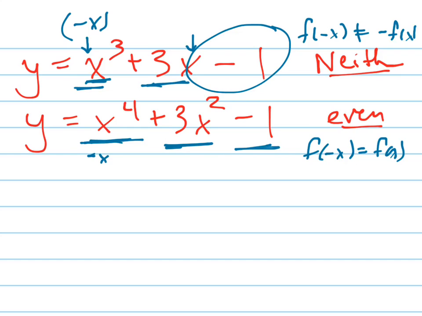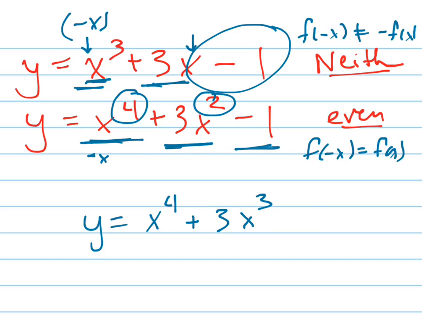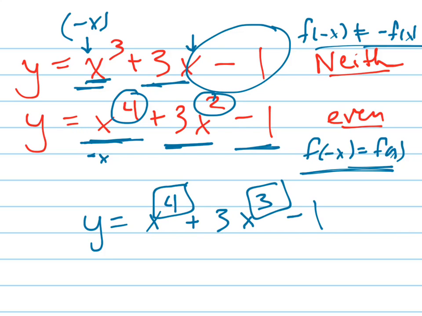So one way you can tell if a polynomial function is even, odd, or neither is to look at the exponents. Now what happens if I had y equals x to the fourth plus 3x to the third minus 1? Is that even, odd, or neither? Neither. That's obviously neither because there's an even and an odd exponent, and so neither one of the two things that you're looking for would be true.